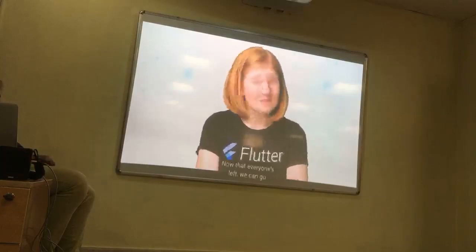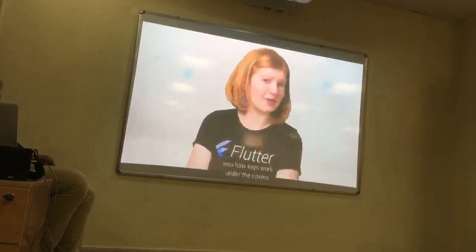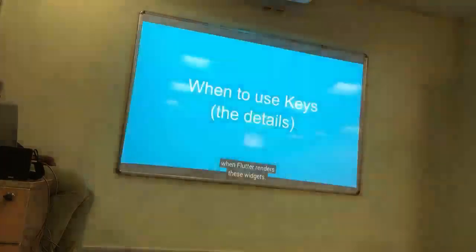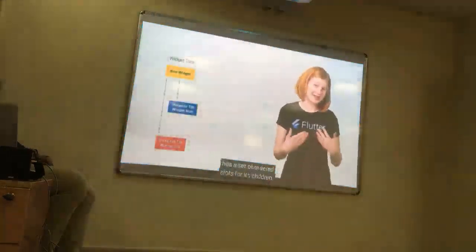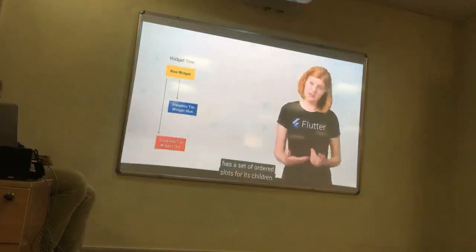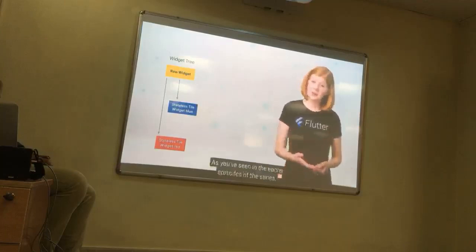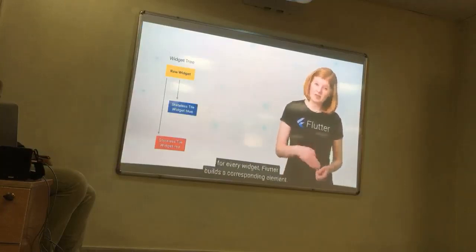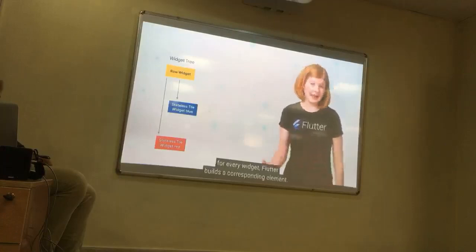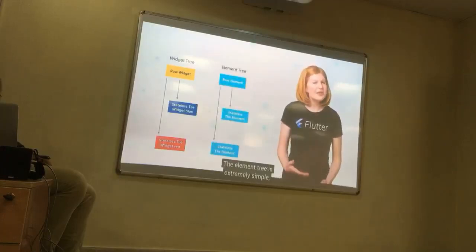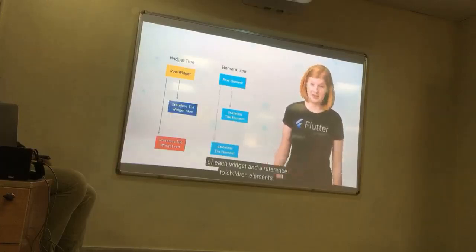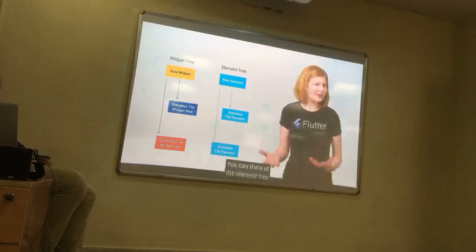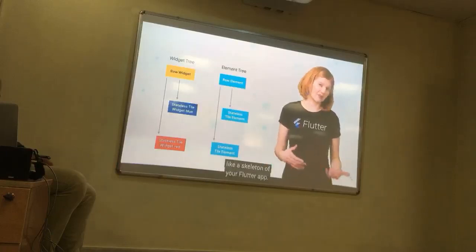Now that everyone's left, we can go into how keys work under the covers when Flutter renders these widgets. In the stateless widget version, the row widget has a set of ordered slots for its children. As you've seen in the earlier episodes of this series, for every widget, Flutter builds a corresponding element. The element tree is extremely simple, only holding information about the type of each widget and a reference to children elements. You can think of the element tree like a skeleton of your Flutter app.